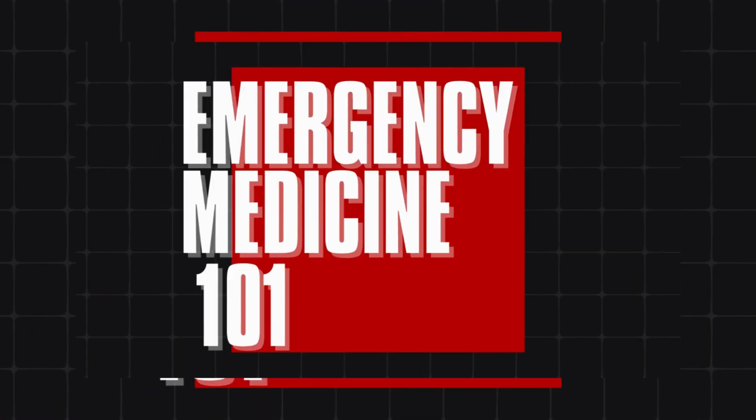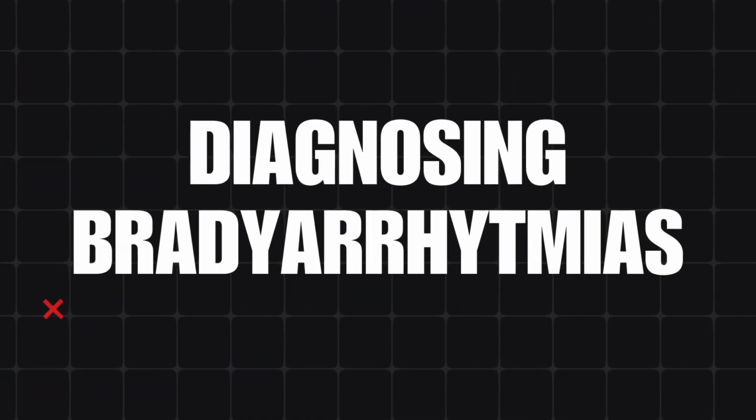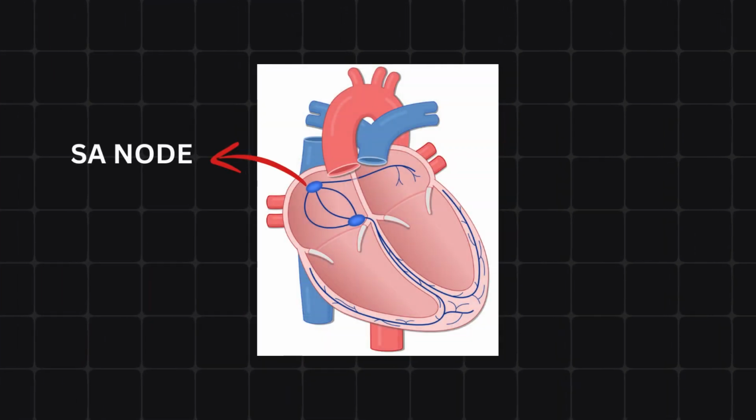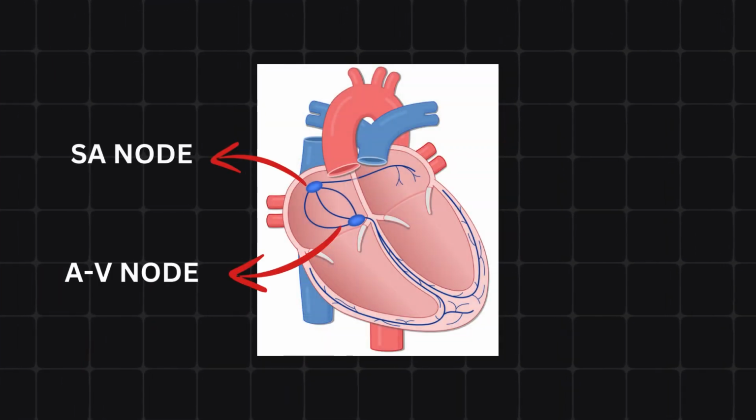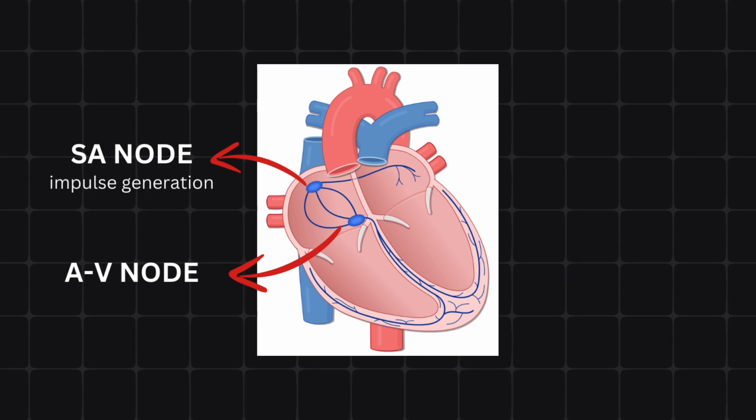Welcome back. In today's video, we will dive into bradyarrhythmia. Bradyarrhythmia usually arises due to some defect in the SA node or the AV node. It can be due to a defect in impulse generation, or a defect in impulse transmission to the atrial myocytes.